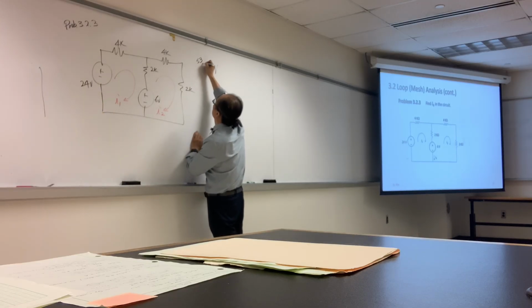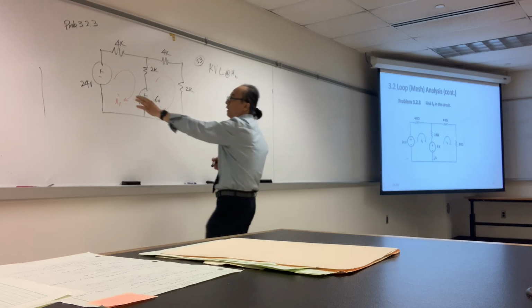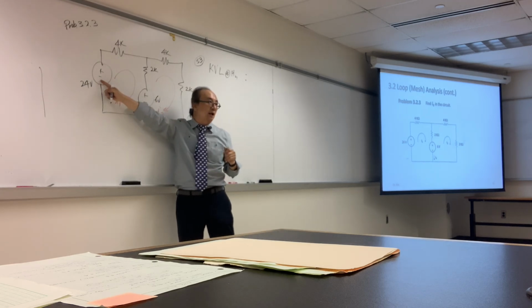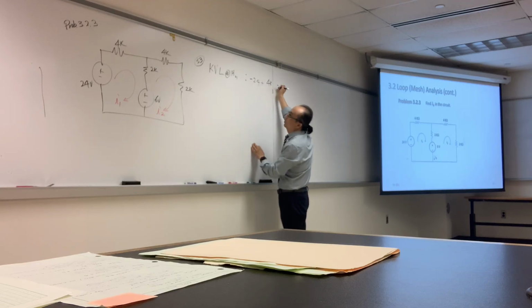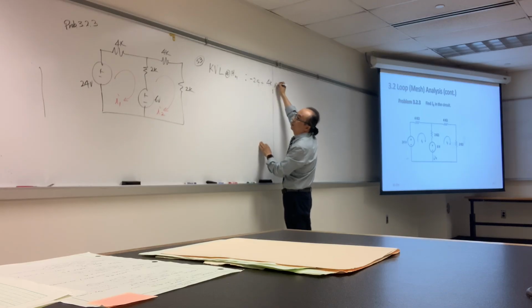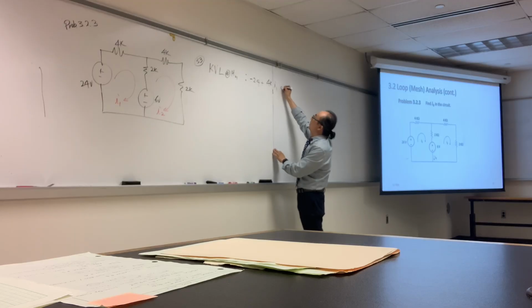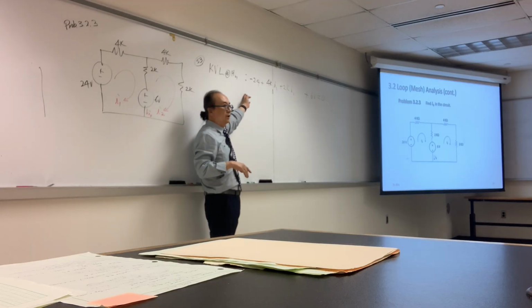Step number 3, we need to apply KVL at the mesh of I1. So now we do KVL, starting from 24 volts. This mesh current enters the negative terminal, so it's going to be negative 24 plus 4K, since V equals IR, 4K times I1. We have two more, right? So what do we want to write? Plus 2K I sub 1 plus 6 volts equals 0. This equation is wrong. Why?